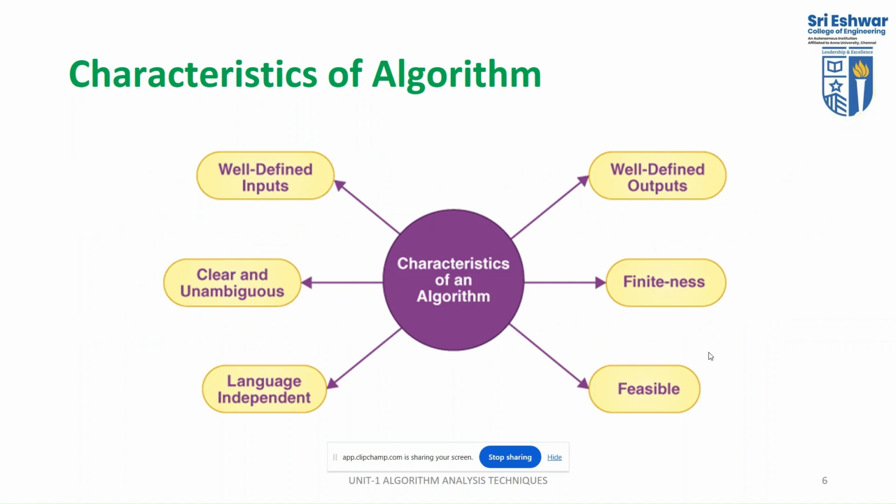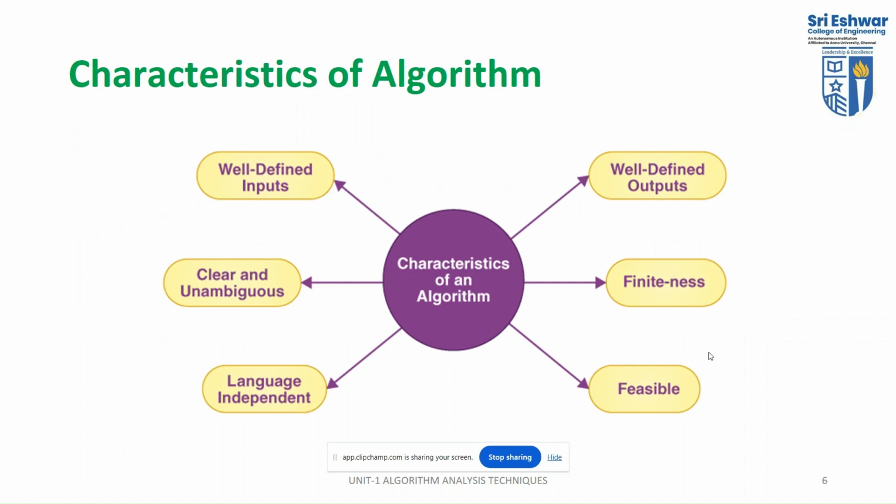Next, coming to the characteristics of an algorithm. The characteristics are mentioned here. The first characteristic is finiteness. An algorithm must terminate after a finite number of steps. It should not go into an infinite loop or process indefinitely. If an algorithm does not halt after a finite number of steps, it is considered flawed.